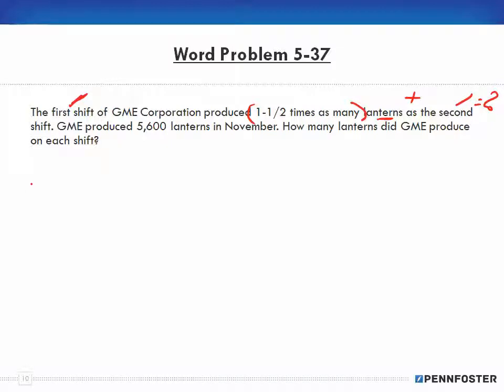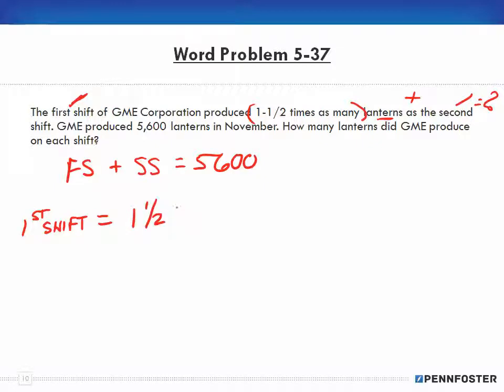So I have the first shift plus the second shift is equal to 5,600 total lanterns. Now, there was a relationship here. The first shift had 1.5 times as many lanterns as the second shift.